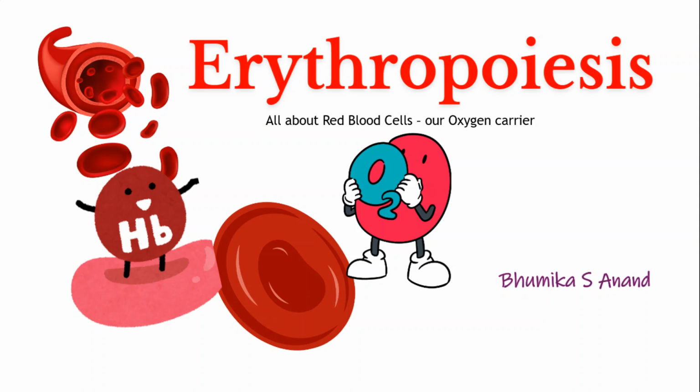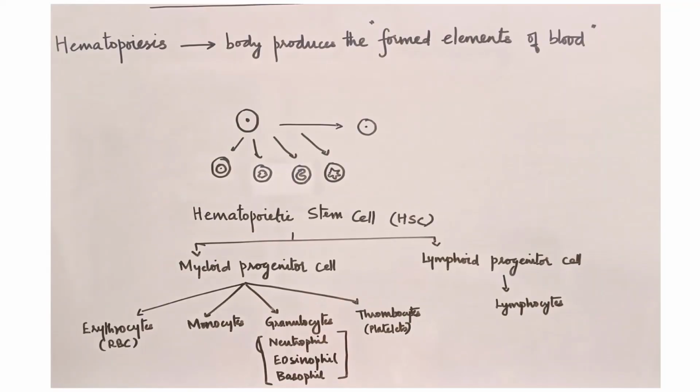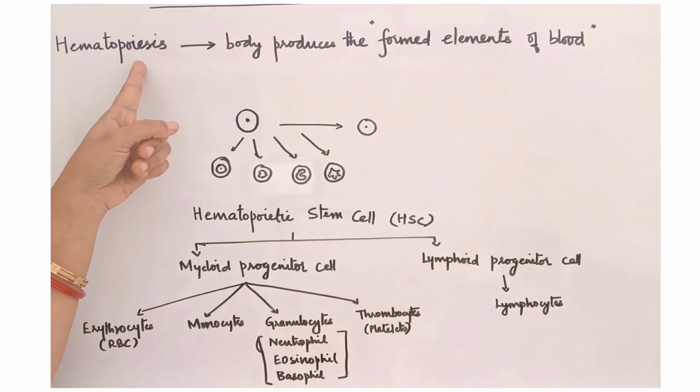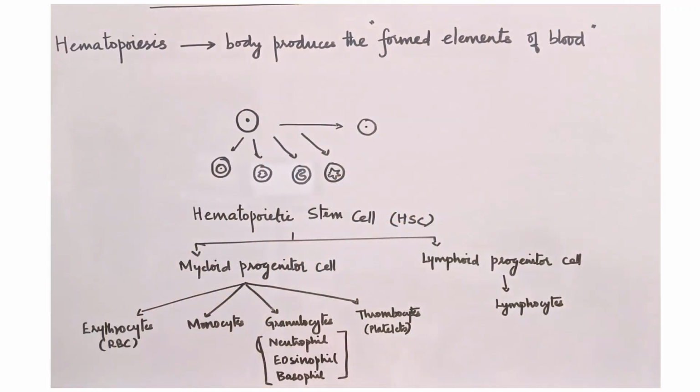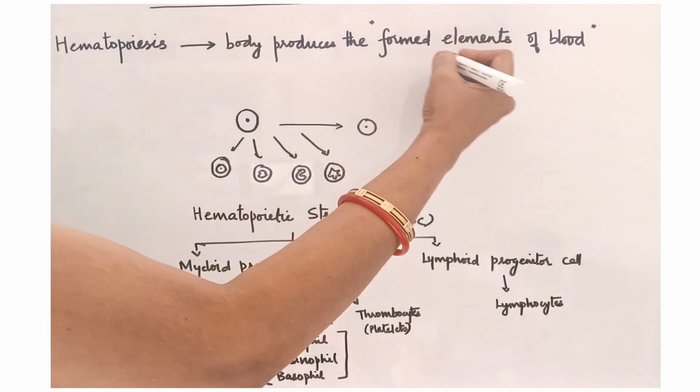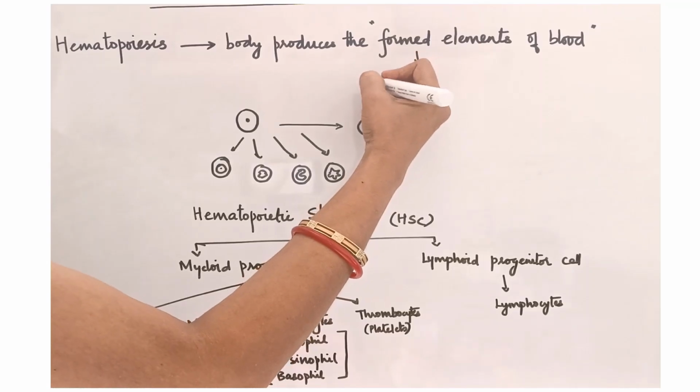I'm Bhumika Anand, and today I'm going to talk about the most abundant cell in our body. My last video was on hematopoiesis. As a quick reference, hematopoiesis is the process by which the body produces blood cells, also known as the formed elements of blood. And what are they? Yes, the RBCs, WBCs, and platelets.